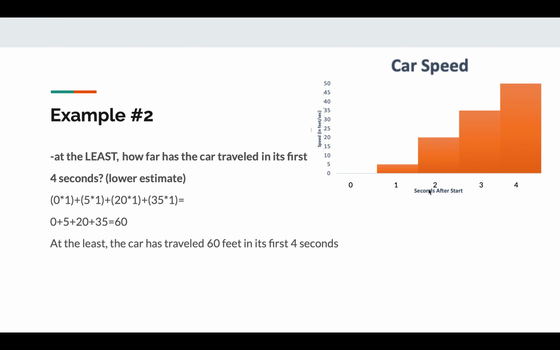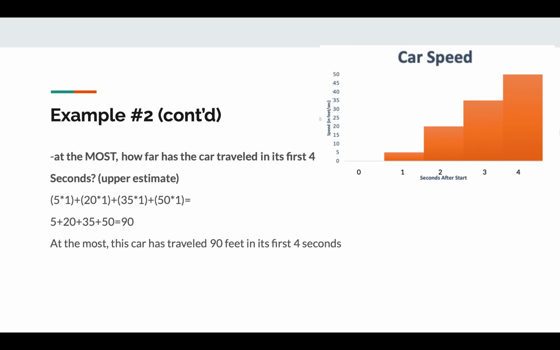1 minus 0 is 1, 2 minus 1 is 1, 3 minus 2 is 1, and 4 minus 3 is 1. So we take 0 times 1, 5 times 1, 20 times 1, and 35 times 1. Those are just your totals because something times 1 is just itself. So you're going to have 5 plus 20 plus 35, which equals 60. That tells us at the least the car has traveled 60 feet in its first 4 seconds.